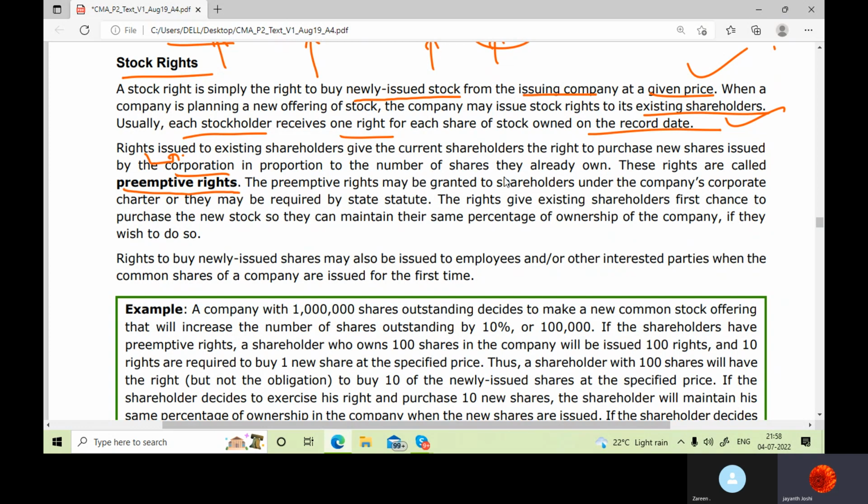Preemptive rights may be granted to shareholders under the company's corporate charter, or they may be required by state statute. Either the company will mention that in its bylaws, or the respective state government may have these kinds of provisions in its company law. The rights give existing shareholders the first chance to purchase the new stock, so they can maintain the same percentage of ownership of the company if they wish to do so.